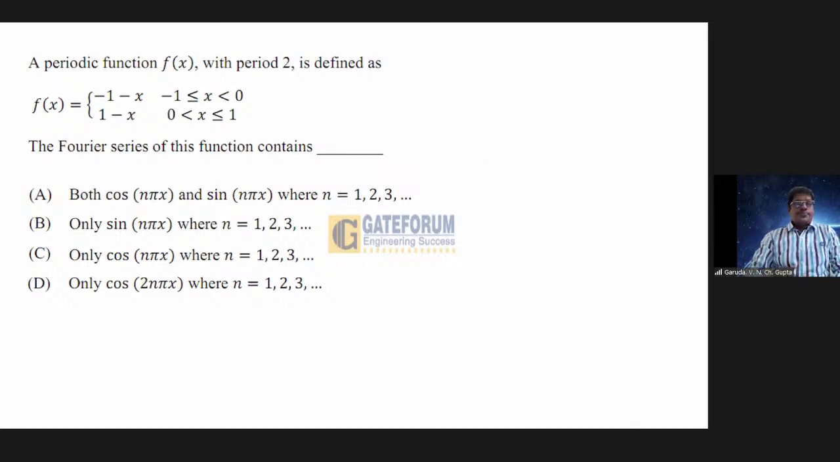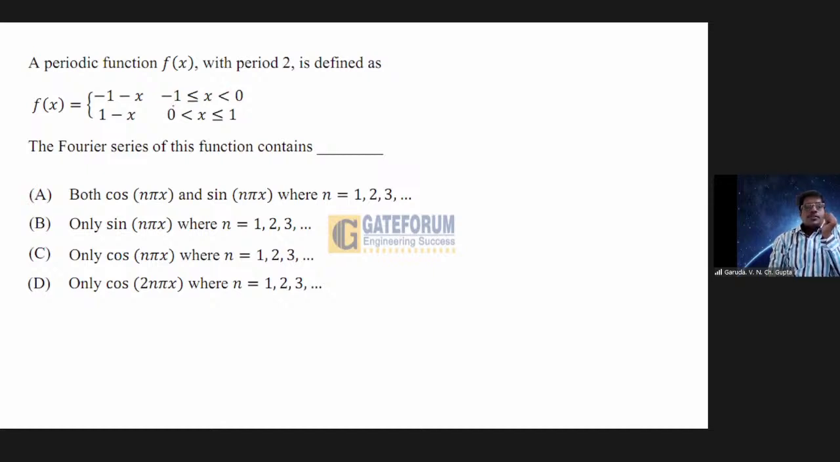So this is the 2022 paper. I'm going to discuss the questions with solutions. The first one is: a periodic function f of x with period 2 is defined as f of x is equal to -1 minus x, for -1 less than or equal to x less than 0, and 1 minus x, for 0 less than or equal to x less than or equal to 1.